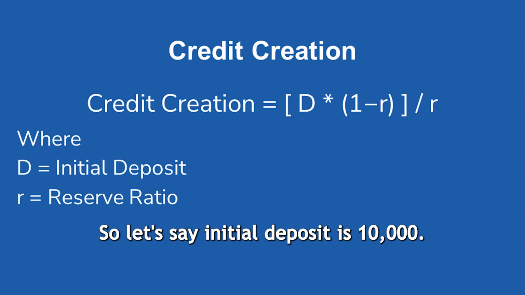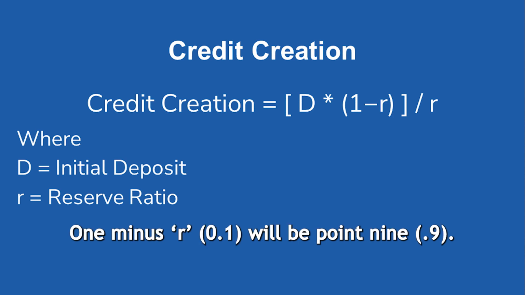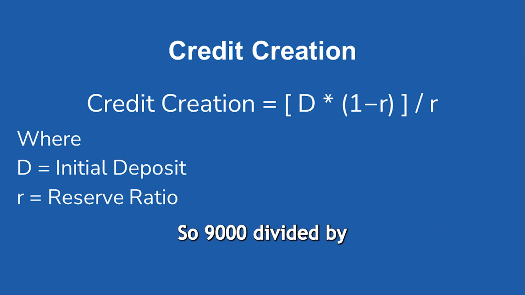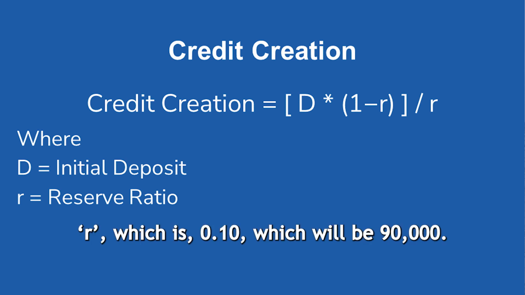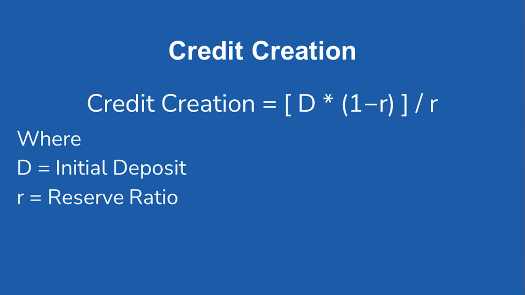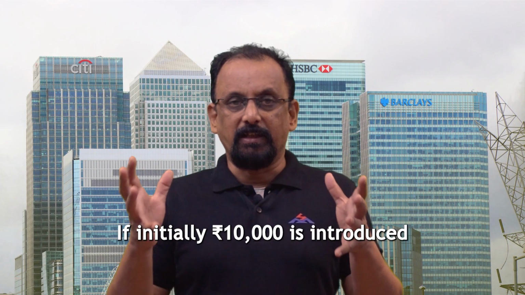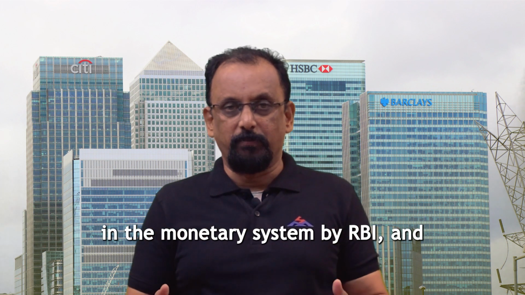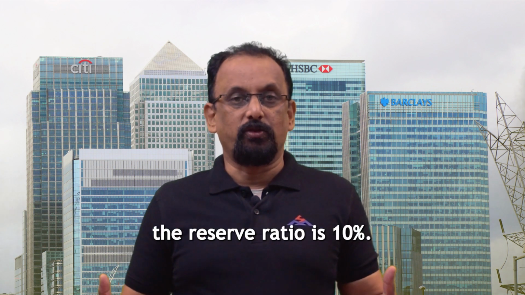So let's say the initial deposit is 10,000. 1 minus R will be 0.9, so 9,000 divided by R, which is 0.10, which will be 90,000. So we'll see that 90,000 rupees of credit gets created if initially 10,000 rupees is introduced in the monetary system by RBI and the reserve ratio is 10%.